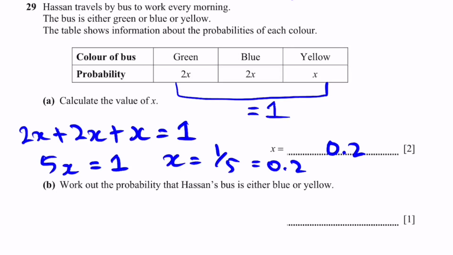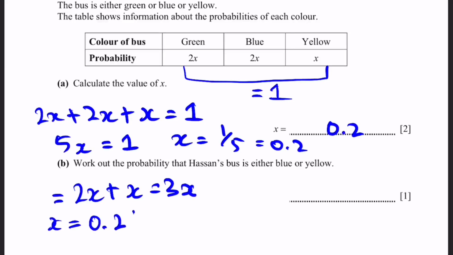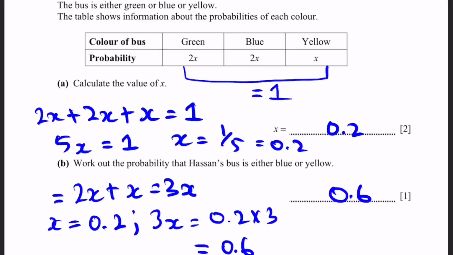B. Work out the probability that Hassan's bus is either blue or yellow, which is equal to 2x plus x, which is equal to 3x. And x equals 0.2, so 3x equals 0.2 multiplied by 3, which is equal to 0.6. So that's the probability that Hassan's bus is either blue or yellow.